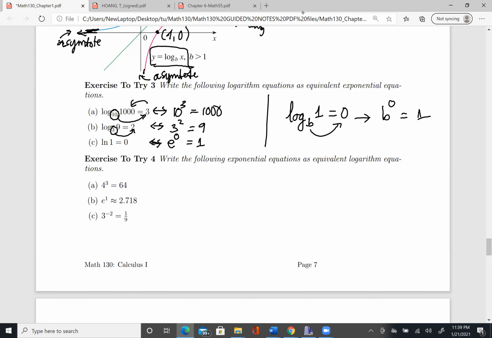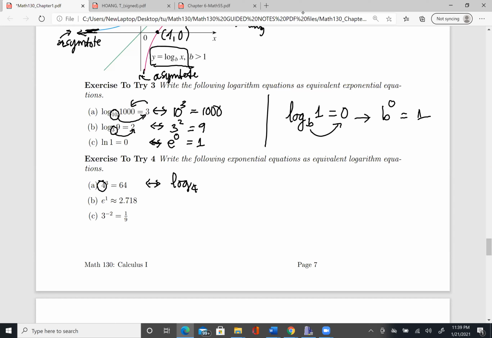Okay, what else? Exercise number 4. I'm gonna go by another way. Now I want to go back with a log equation. So what I should do is start with the log first, right? And then I'm gonna write down the base. What is the base right now? Oh, I know from the exponential function, base 4 here.